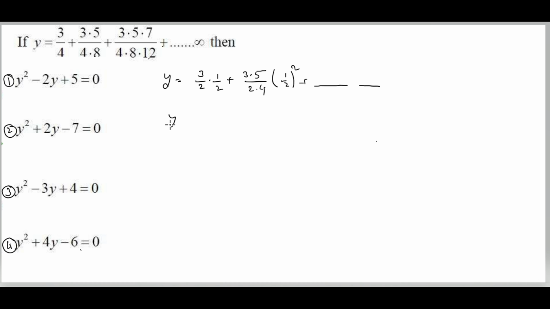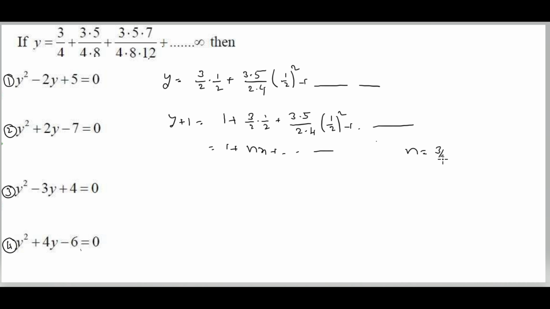Add 1 on both sides, that is y plus 1 is equal to 1 plus 3 by 2 into 1 by 2 plus 3 into 5 by 2 into 4 into 1 by 2 whole square plus up to dash dash. So it is in the form of 1 plus nx plus up to dash dash. Here n value is 3 by 2 and x value is 1 by 2.